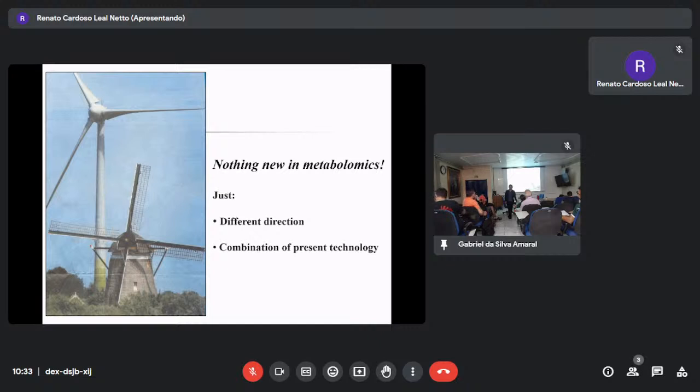Another question I have is about the samples used in metabolomic analysis. In your presentation, you did not mention the use of plant extracts, only plant tissue. Can plant extracts be used in a metabolomic analysis? If so, how many milligrams should be used?